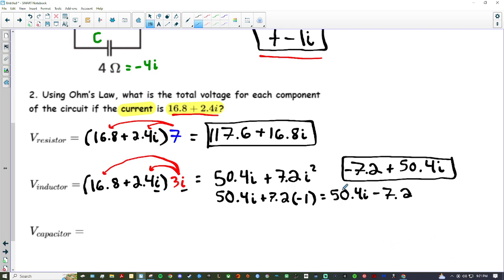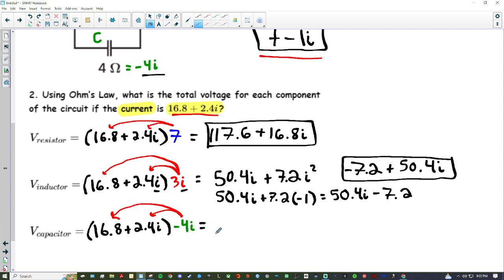Okay, one more component to do. We have our capacitor. So for our capacitor, again, our voltage can be found by taking our current, 16.8 plus 2.4i, and we're going to multiply it by -4i. That's our capacitor's resistance. Again, we're going to distribute, multiplying. This is going to tell us our voltage for our capacitor.